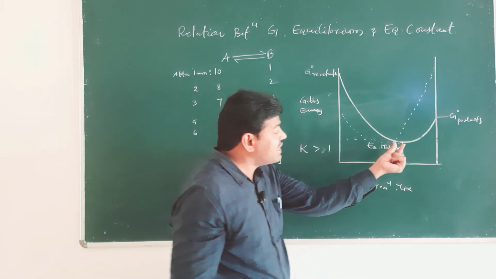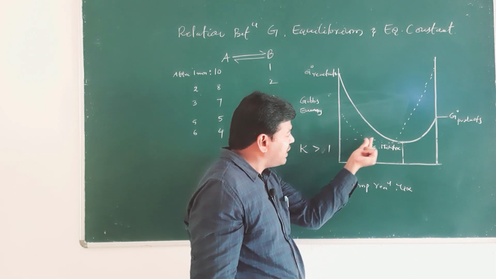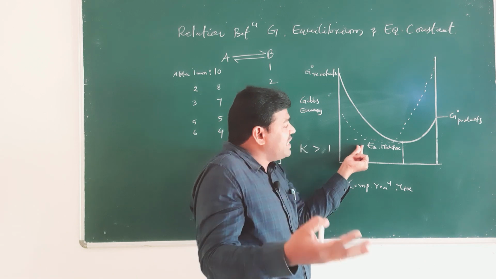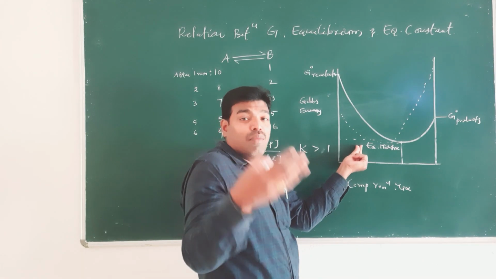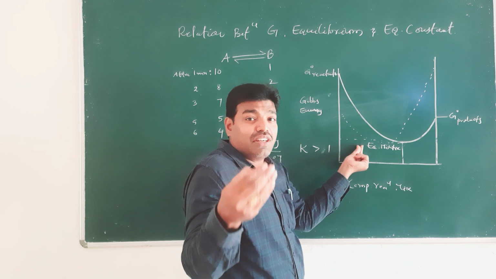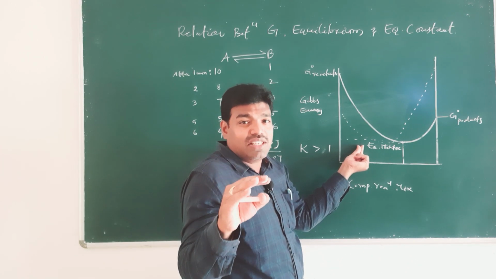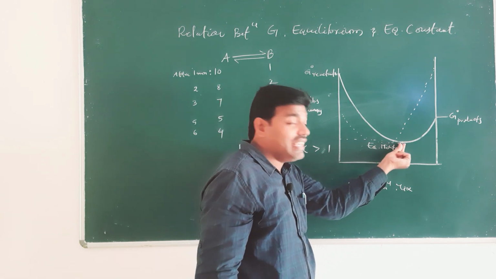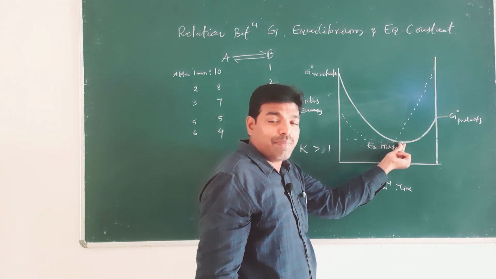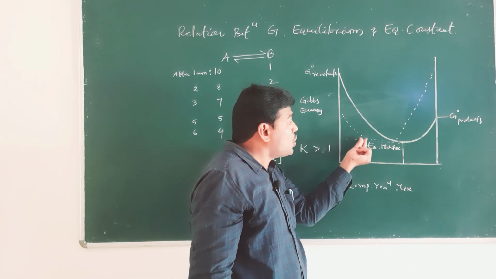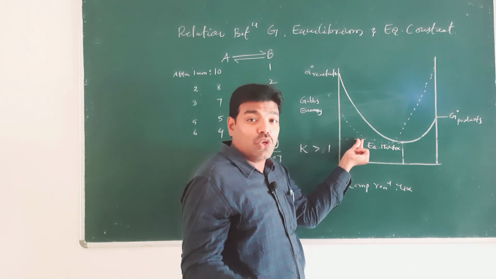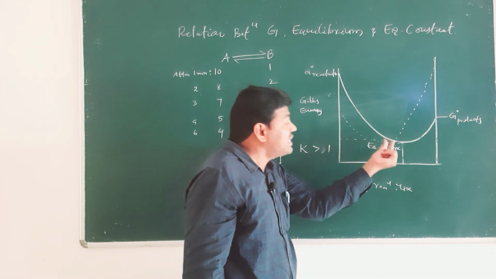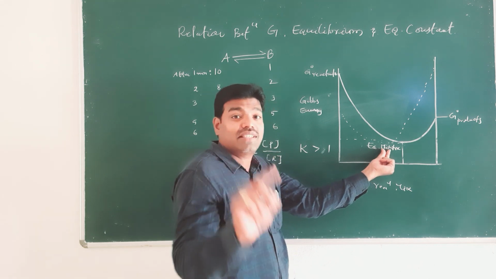Because the Gibbs energy minimum is close to the reactants. When the Gibbs energy minimum is close to the reactants, there is more Gibbs energy, but for a reaction to occur spontaneously, the Gibbs energy should decrease. Here the Gibbs energy lies close to the reactants. When the Gibbs energy lies close to the reactants, this equilibrium mixture favors reactants.